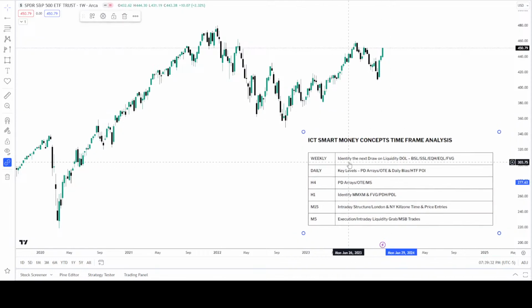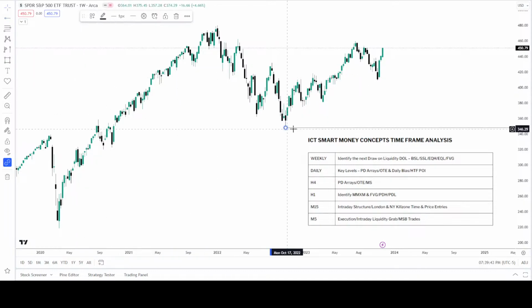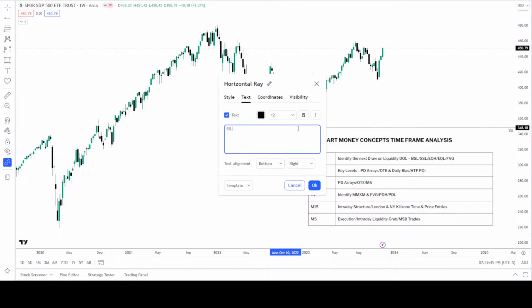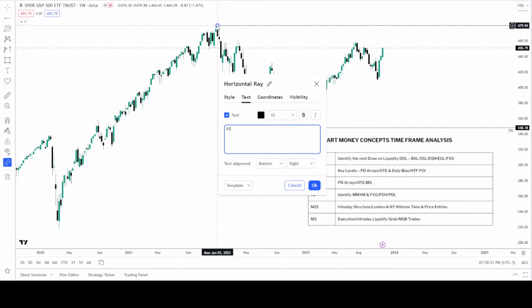All right, so the first thing we're going to do, again, we're going to look at our next draw on liquidity, or DOL, as being buy side, sell side, equal highs, equal lows, fair value gaps on the weekly time frame. So we have right here sell side liquidity. Have right here buy side liquidity.